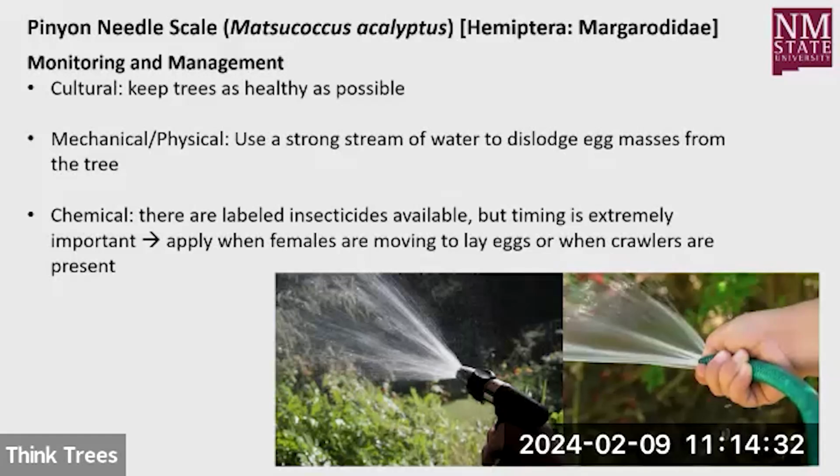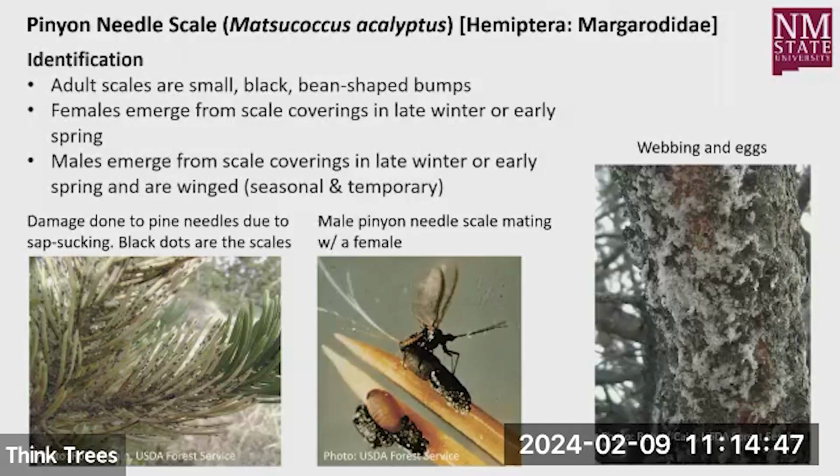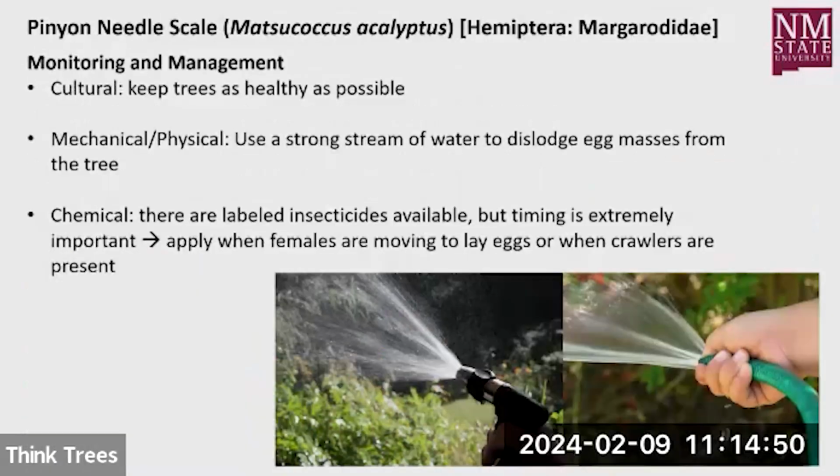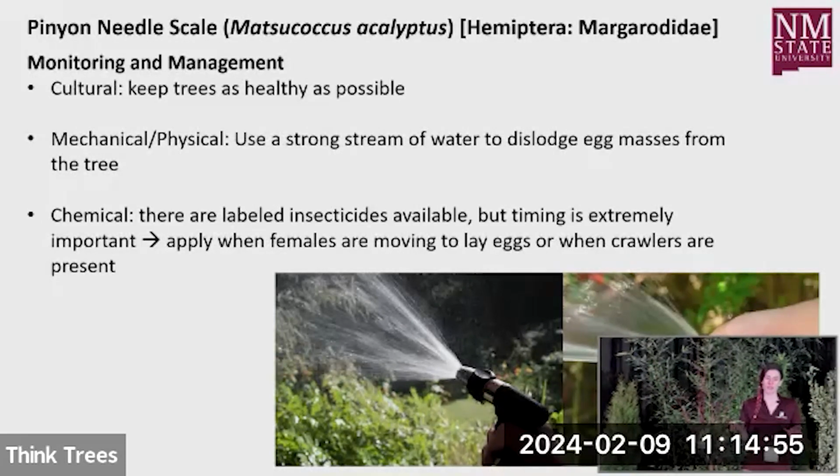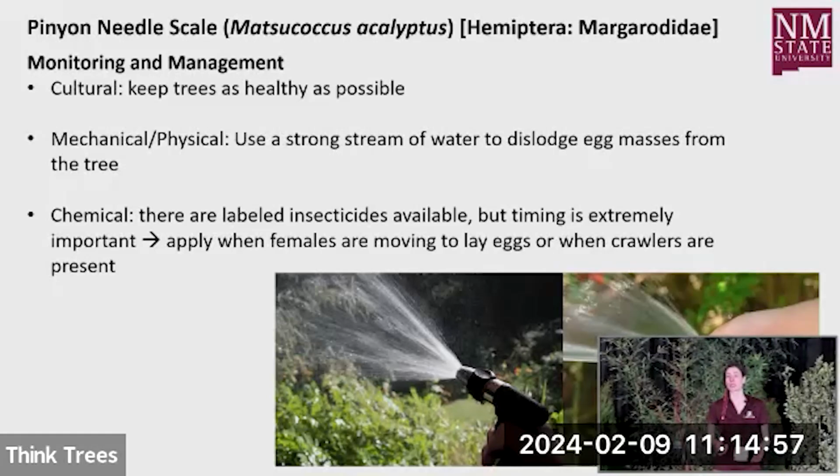So how do you manage them? Keeping the trees healthy and happy, that's step number one. But what can you do? There are some mechanical things that you can do. You can physically remove them with a strong stream of water to dislodge those egg masses. So here you can actually dislodge these. And there are labeled insecticides available for these needle scales. But again, timing is extremely important. You're going to want to target those crawlers when they're present. The labels will have that information. And we also do at NMSU have guides for when these are active and when you should be thinking about it.